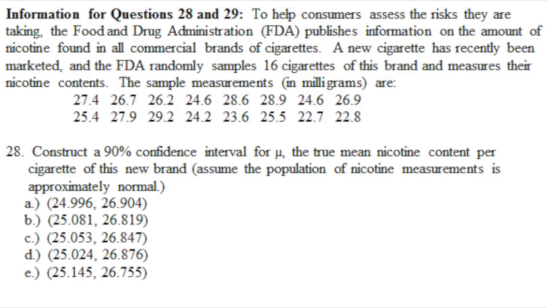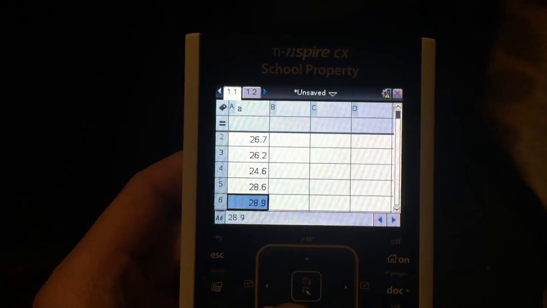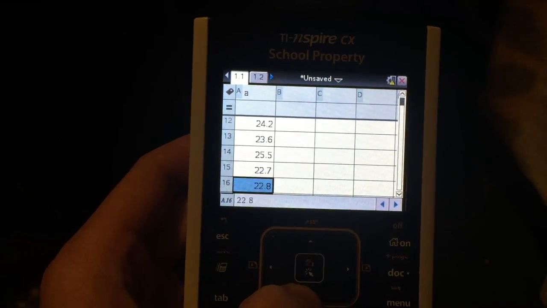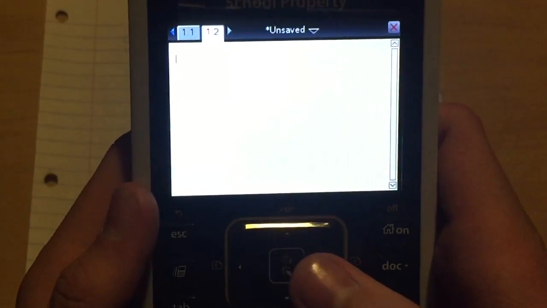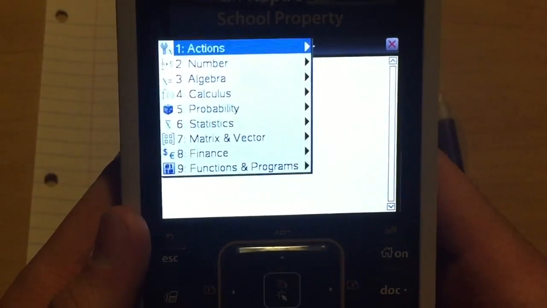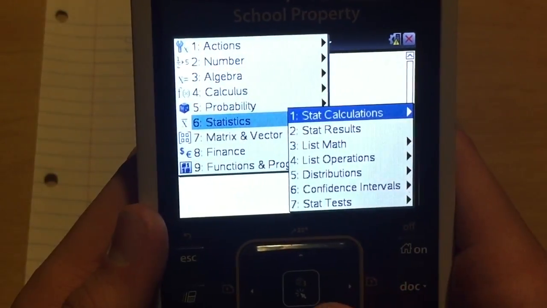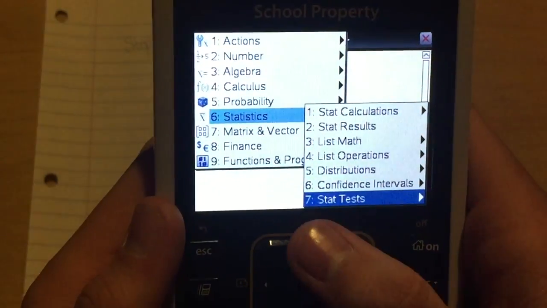Question 28 asks to construct a 90% confidence interval for the true mean nicotine content per cigarette of this new brand. Assume the population of nicotine measurements is approximately normal. Next, we take our calculator and we go to our lists and spreadsheets and we plug in the numbers that are right above question 28. After that, we create a new document. We choose calculator, we go down to statistics, and we go down to confidence intervals. We go to T interval.